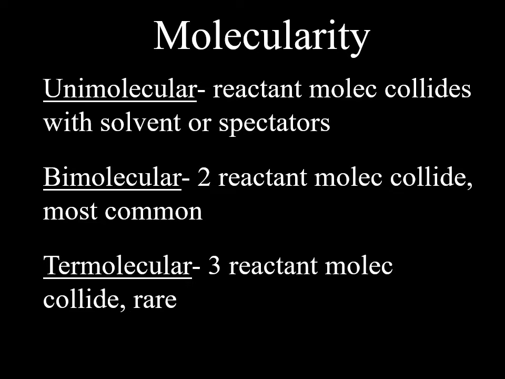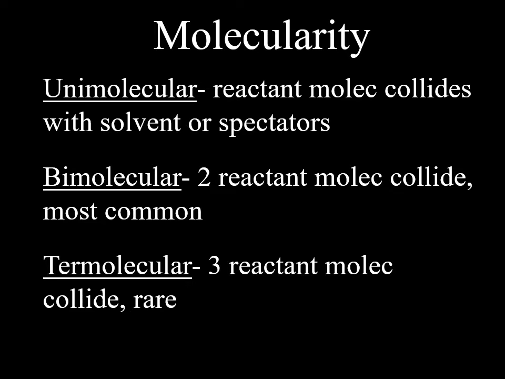Unimolecular means the reactant molecule collides with solvent or spectators or even the walls of the container. It means one molecule is colliding with something and it's not colliding with another reactant molecule. Bimolecular means 2 reactant molecules collide. That is by far the most common. Termolecular means 3 molecules collide.